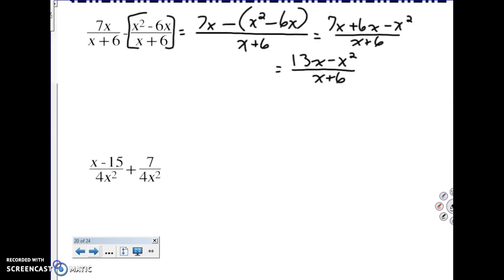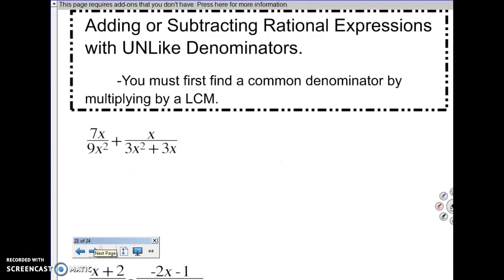Okay, next example, again they have common denominators already, so there's not a whole bunch to do. X minus 15 plus 7 over 4x squared. X minus 8 over 4x squared. There's nothing to factor, so they have common denominators. You just add the numerators or subtract the numerators.